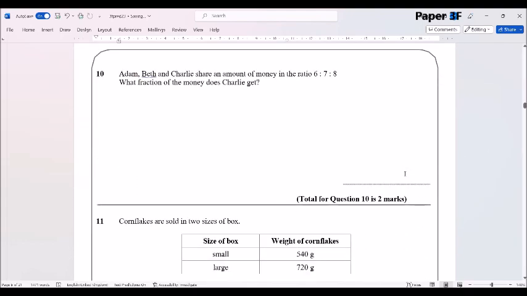Question 10. Adam, Beth, and Charlie share an amount of money in the ratio 6 to 7 to 8. What fraction of the money does Charlie get? Well, let's have a look. 6 to 7 to 8. It's a bit big to draw a bar model, really, but we can see that 6 plus 7 plus 8 is 21 parts. And how much does Charlie get? Charlie gets 8 of those, so Charlie gets 8 out of 21 parts.